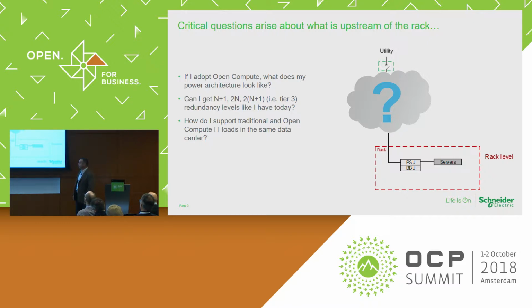How do you get N+1, 2N redundancy levels? And what if you have a mix of Open Compute and traditional loads in the same data center? How do you handle that? And can you still get some cost savings? So those are the questions that we're going to answer today.